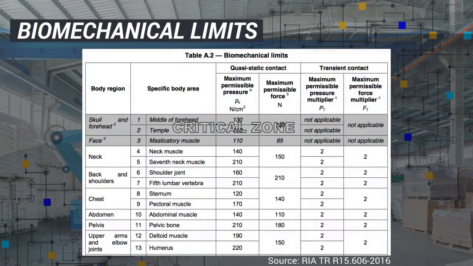As you can see, in the table extracted from the ISO TS 15066-2016, which appears as Annex A in the technical report, the maximum permissible pressure and force to specific body areas are calculated for quasi-static and transient contacts. The top two rows in the table are in italics, indicating the skull, forehead, and face body regions were considered critical zones.